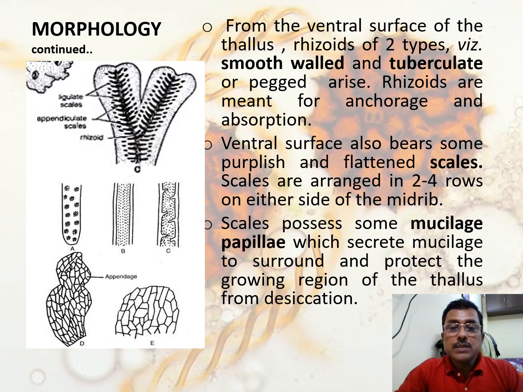The ventral surface of the thallus is also very interesting. The ventral surface possesses two different types of rhizoids, the smooth-walled rhizoids and the tuberculate or pegged rhizoids. Some scales arranged in 2 or 4 rows, sometimes on either side of the midrib, also originate from the ventral surface of the thallus. Scales possess some mucilage papillae which secrete mucilage to surround and protect the growing region of the thallus from desiccation.